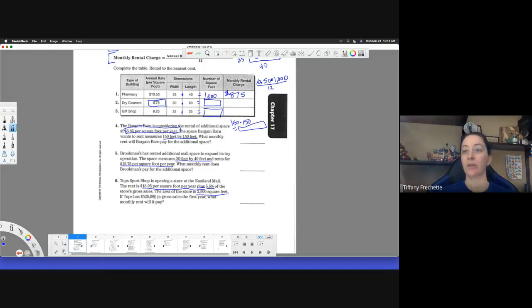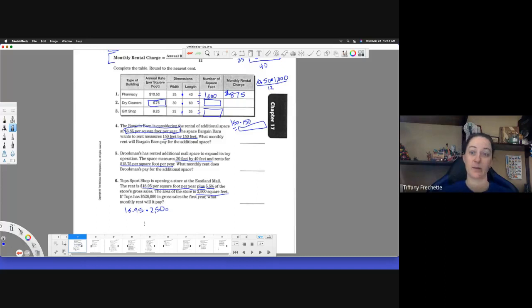All right, so we know that it's $8.95 per square foot plus 5%. So first, let's do the straight calculation we did up here. So we have $8.95 times 2,500 square feet.